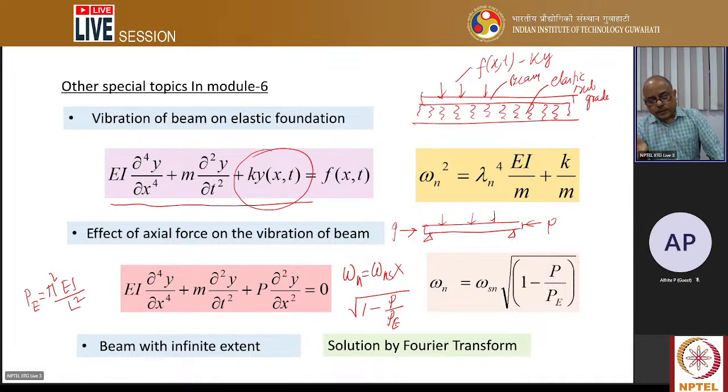So if P is very small, the axial load is very small, then P by PE can be neglected. So in that case, the natural frequency of the beam will be the same as the natural frequency of the simply supported beam. Otherwise, depending on the ratio of P by PE, we can find the natural frequency of the beam, which is actually compressed.